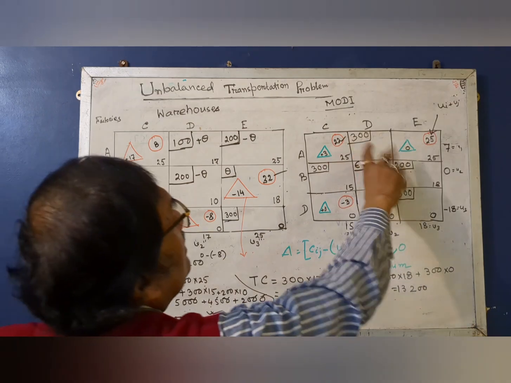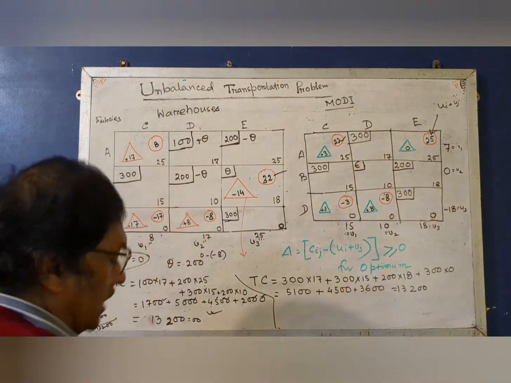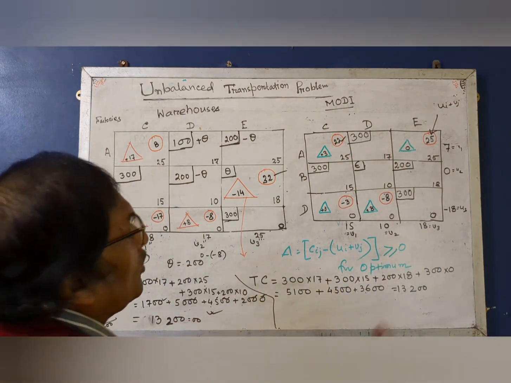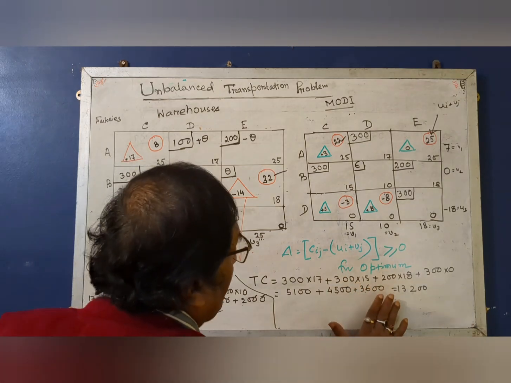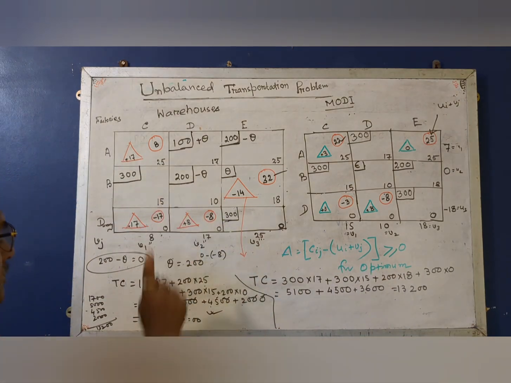You can check it by shifting any quantity from any allocation and balancing it; then the cost will be increased. That means this is the best solution after applying MODI. This is the confirmation test. In this case also, the cost is the same.